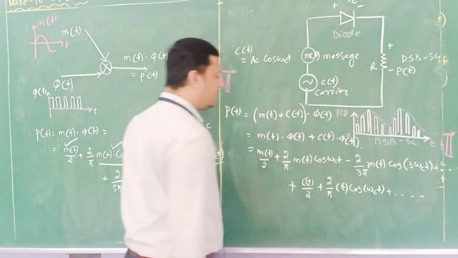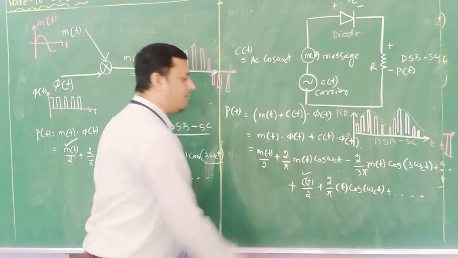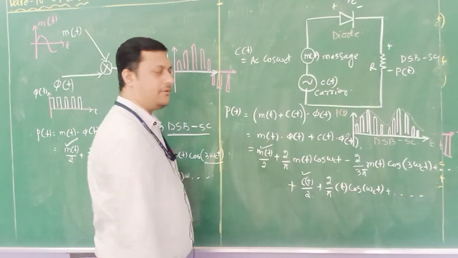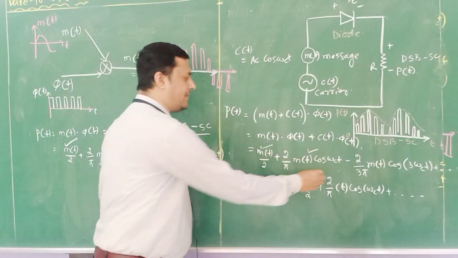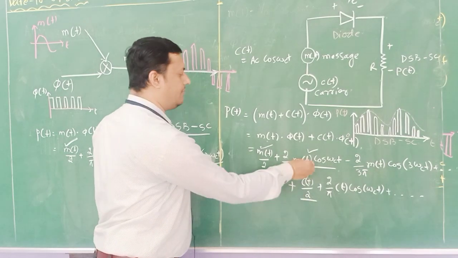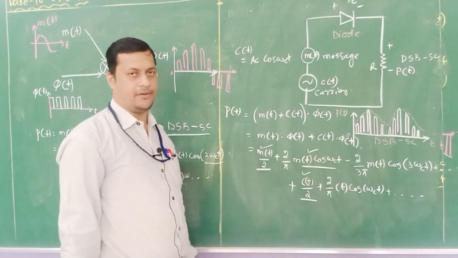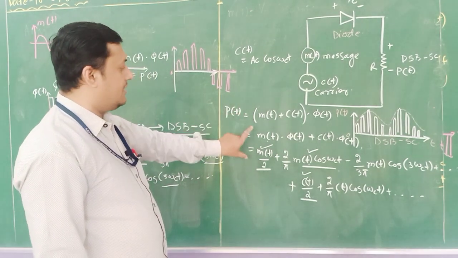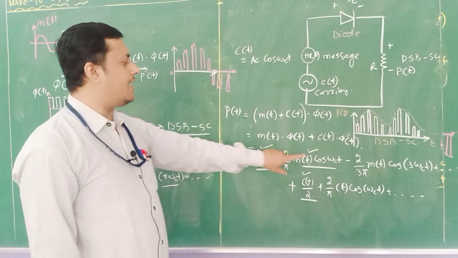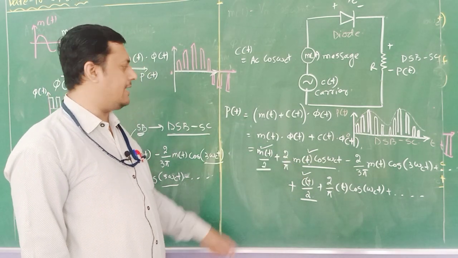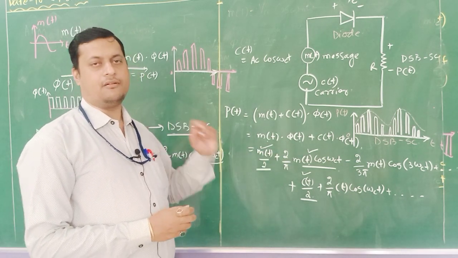Similarly, dot dot dot. So if I am expanding this relation, I am getting a carrier component, a message component, and the double sideband. Carrier is available, sideband is available, modulating signal is available, as well as the higher frequency components are available. So now this signal needs to be passed through a filter. Then only the other higher components can be suppressed and we will extract the carrier and the sideband component.